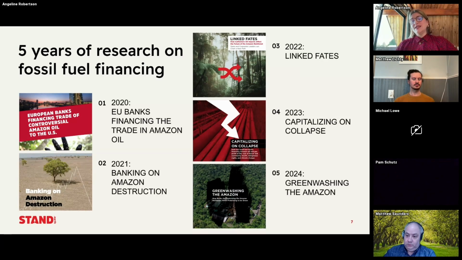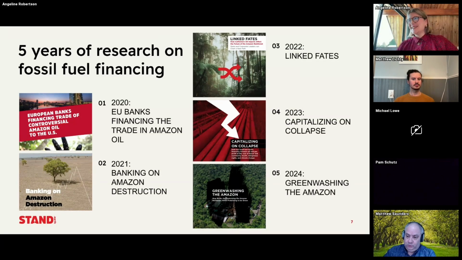We were able to convince these banks to stop financing the trade, 4 of them making public commitments that actually were covered as a Reuters exclusive in 2020. And this was a huge kickoff for our research. In 2021, we then started focusing on bank policy and the gulf between banks' policies on paper and their financial decisions in practice.